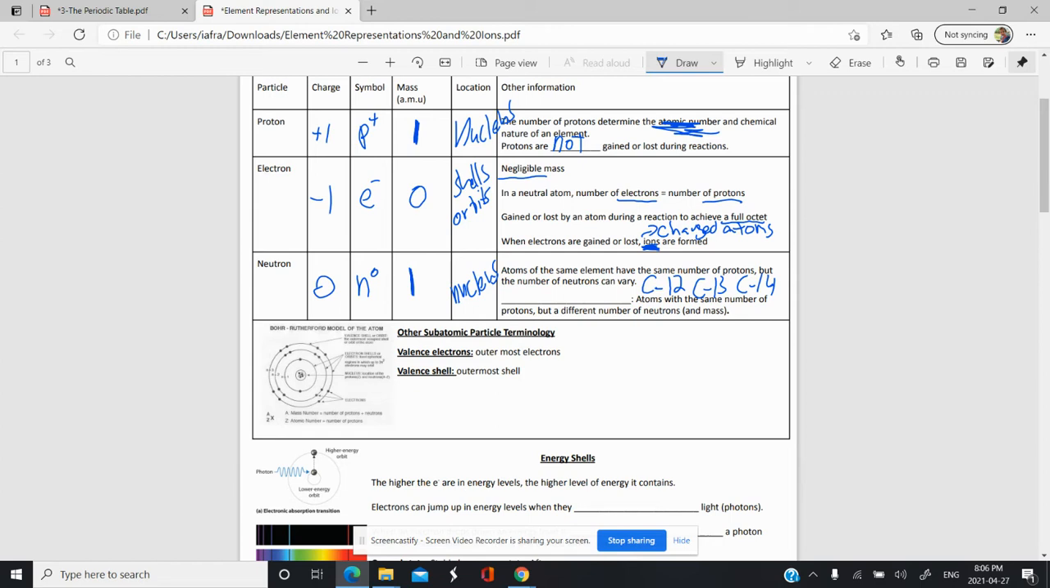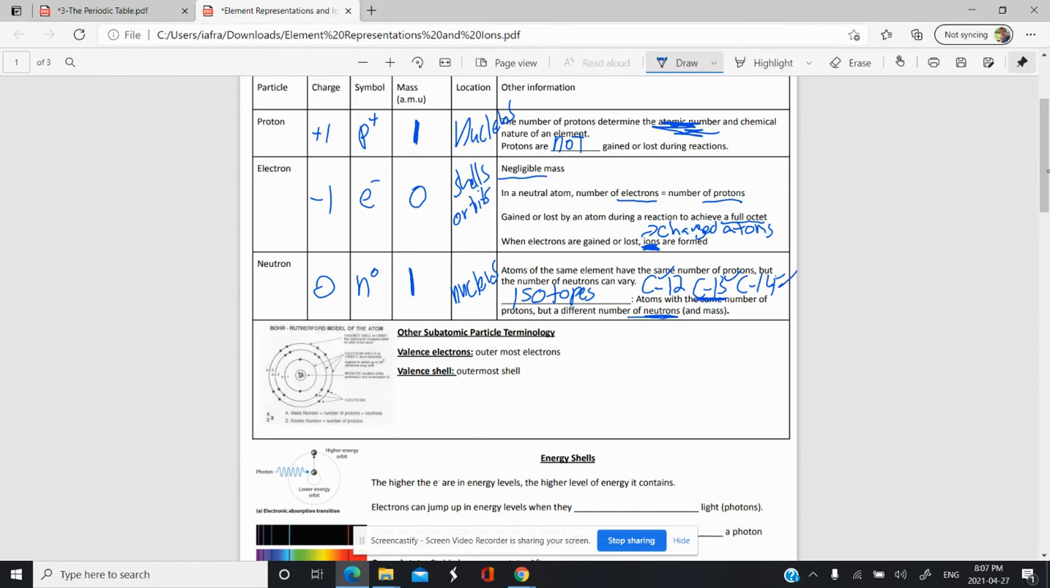So the one with fewer neutrons is the lighter one. So carbon 12 probably has fewer neutrons. Carbon 13 has one more, and carbon 14 has two more than carbon 12. So we call that isotopes. They're basically atoms that have the same number of protons, but they differ in terms of their mass because they have different numbers of neutrons. So it's kind of like saying there's different versions of carbon out there. Carbon that's light, carbon that's heavy, and carbon that's in between.